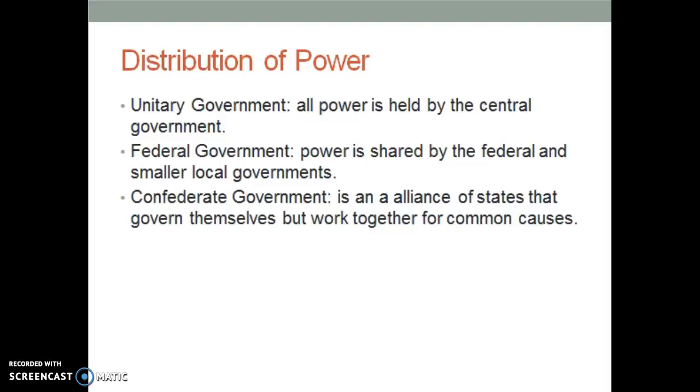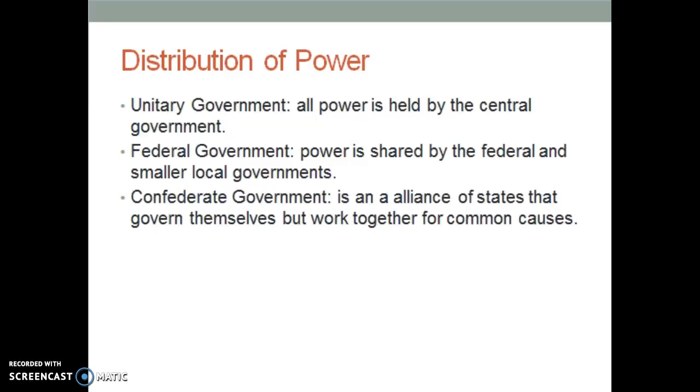And so the three ways that we distribute power around the world are unitary governments, federal governments, and confederate governments. And in a unitary, central government holds all the power. The United Kingdom is a good example of a unitary government.